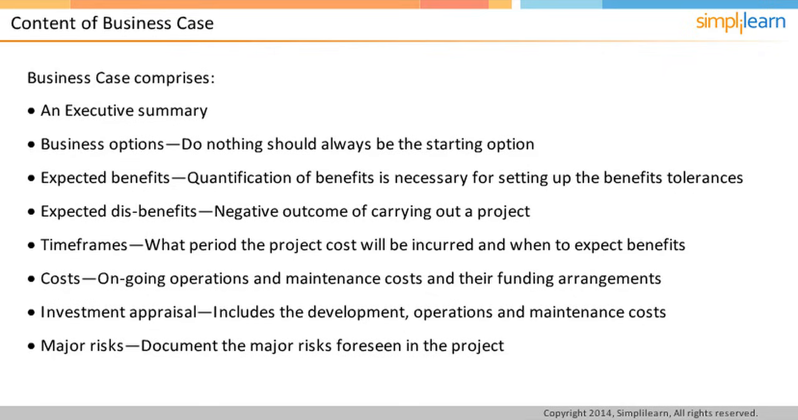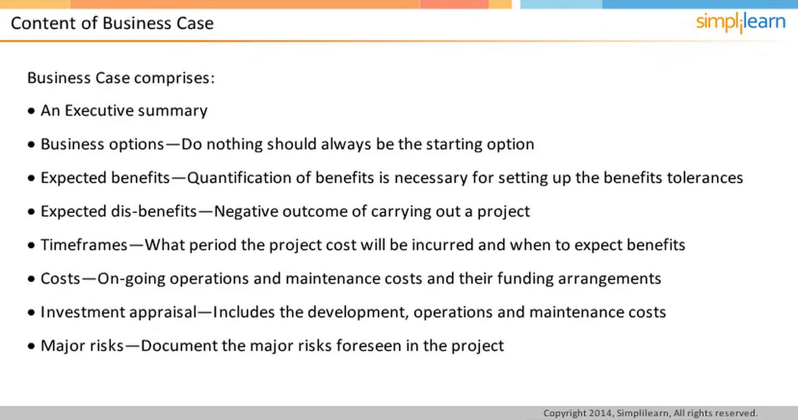The business case includes the timeframes corporate and/or program management is interested in knowing: over what period the project cost will be incurred, and when the organization can expect to accrue benefits. The business case also includes the earliest or latest feasible start date for the project and the earliest or latest feasible completion date. It should summarize the costs derived from the project plan together with the assumptions upon which they are based. The costs should also include details of the ongoing operations and maintenance costs and their funding arrangements. Next, it should document the major risks foreseen in the project. Another important section is the investment appraisal, which includes the development, operations, and maintenance costs against the value of the benefits over time. In the following screen, we will look at the different responsibilities in a business case.